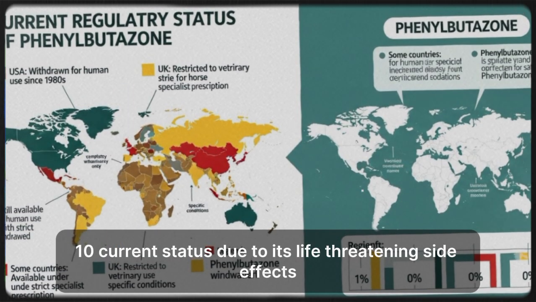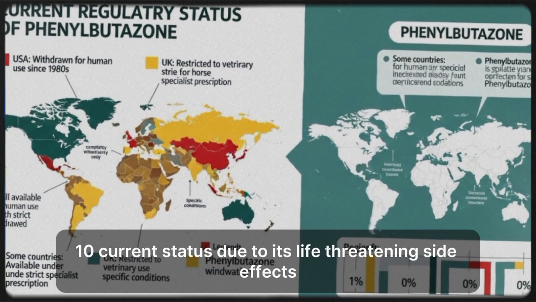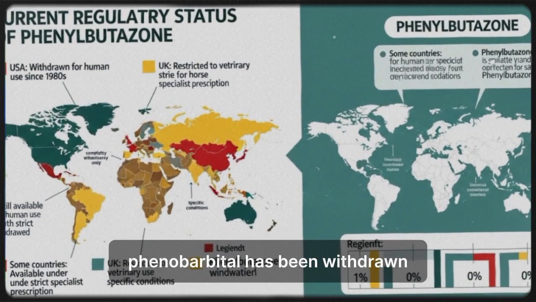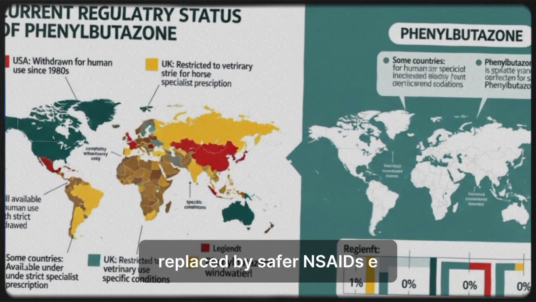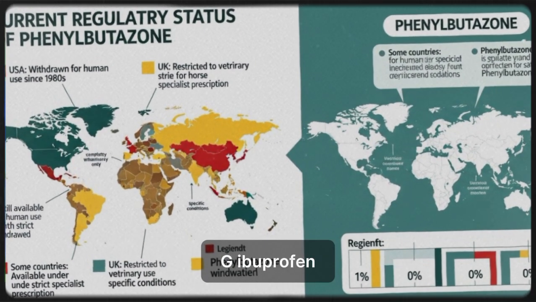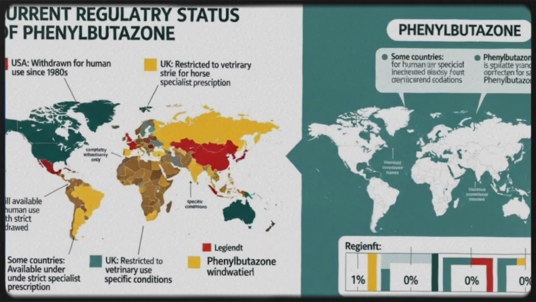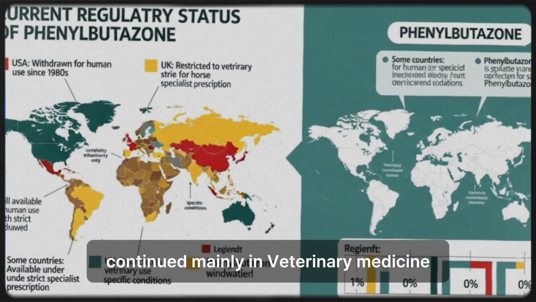10. Current status. Due to its life-threatening side effects, phenylbutazone has been withdrawn or restricted for human use in many countries. Replaced by safer NSAIDs, e.g., ibuprofen, naproxen. Continued mainly in veterinary medicine.